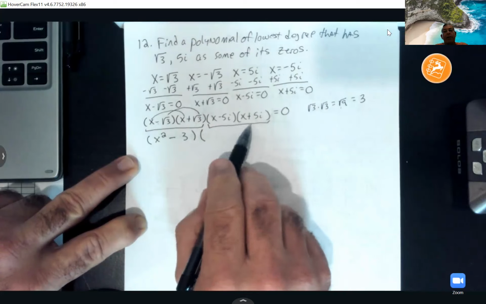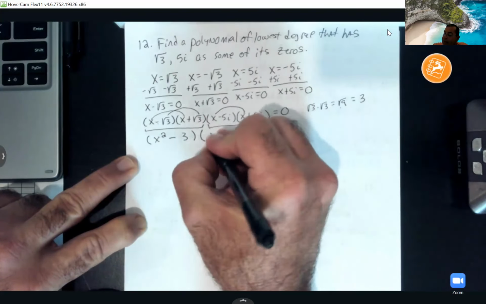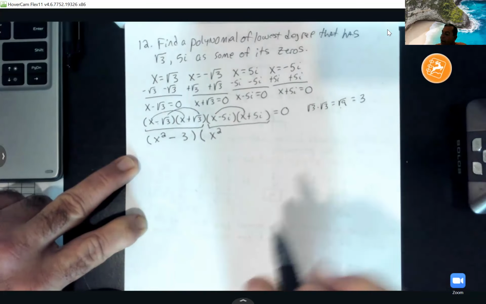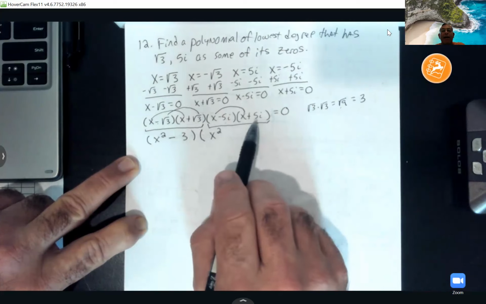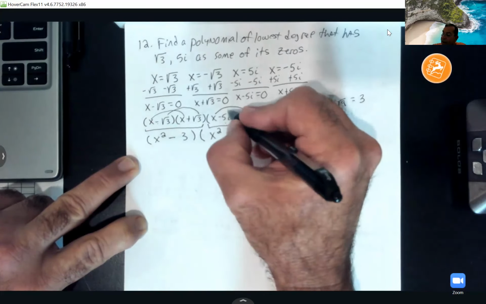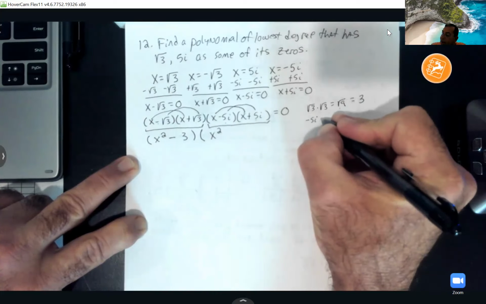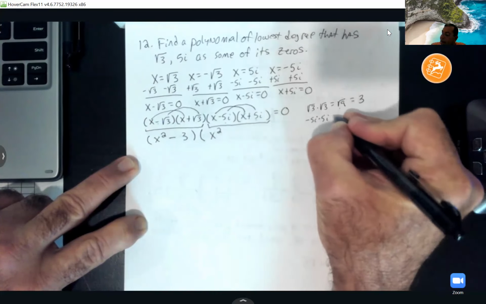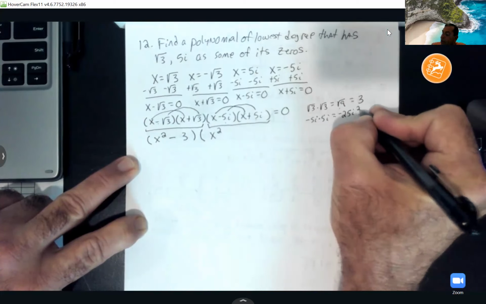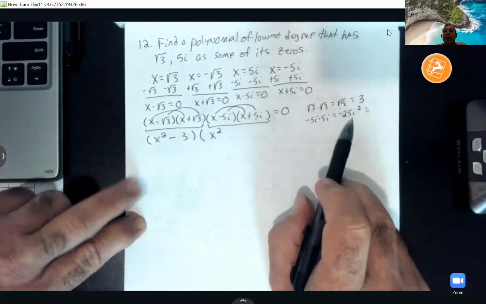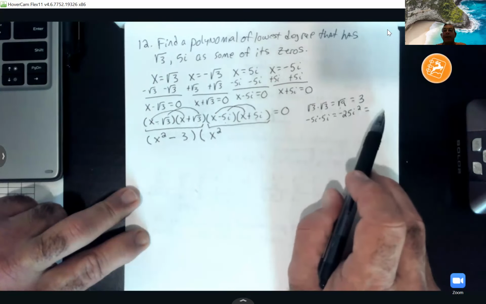Now we'll shortcut this one. X times x is an x squared. Now let's see what we get here. A negative 5i times a positive 5i. That is going to be negative 5i times 5i is a negative 25i squared. Well, y'all, what does the negative 25i squared turn into?